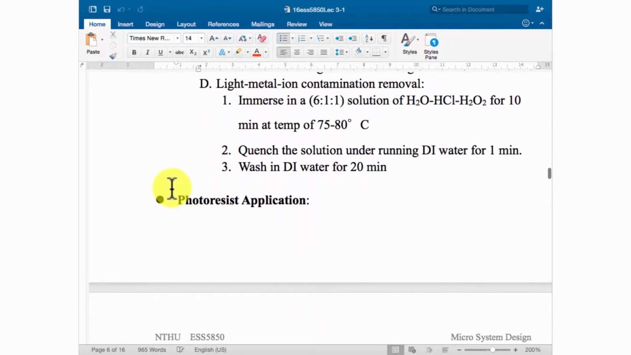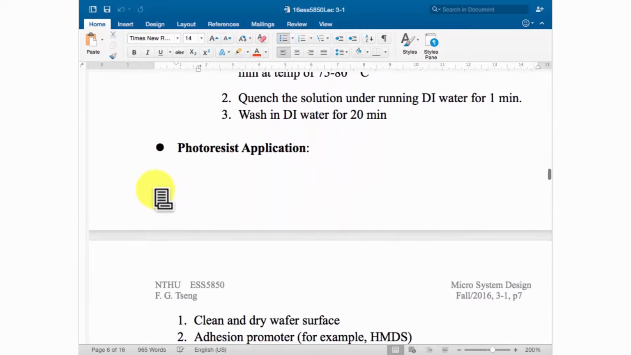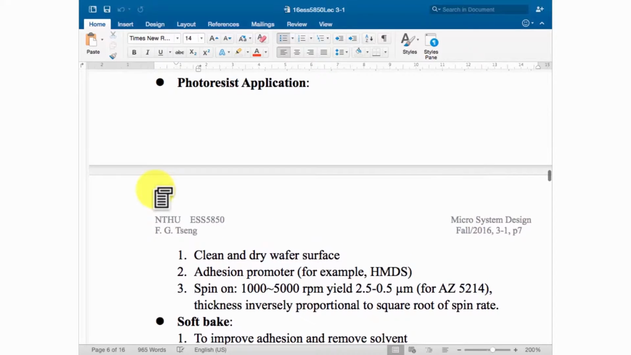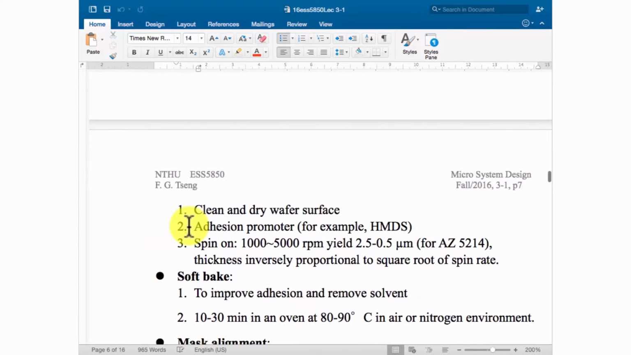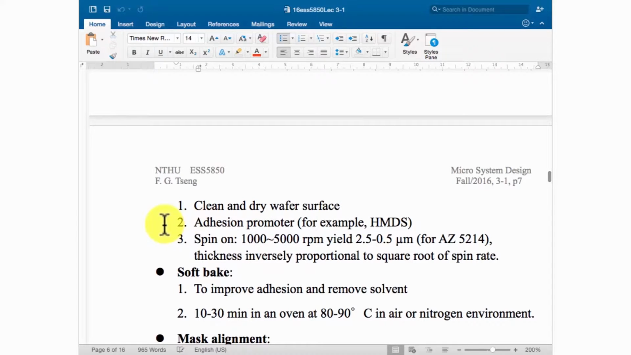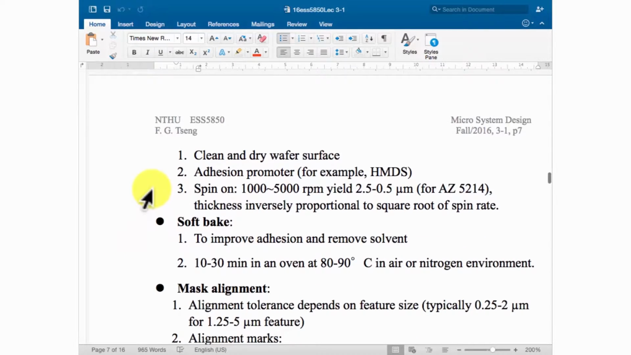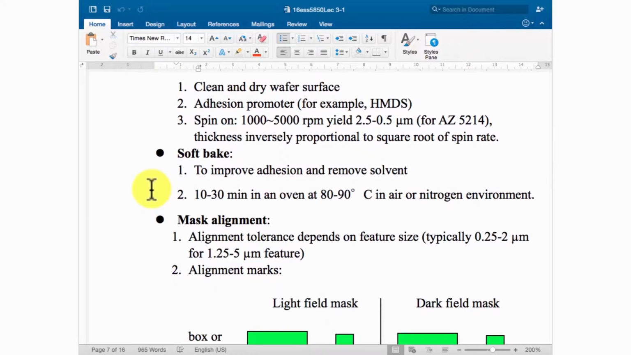The second step is to apply photoresist. For the application of photoresist, you can use the spin coating process. We deposit photoresist onto the clean and dry wafer surface. Sometimes we use an adhesion promoter to promote the adhesion of the photoresist onto the surface, usually using a spin coating process.